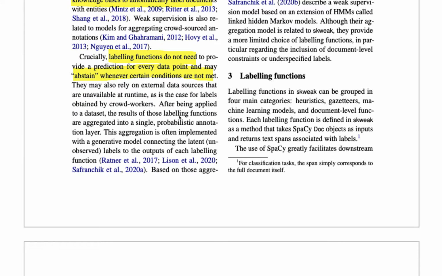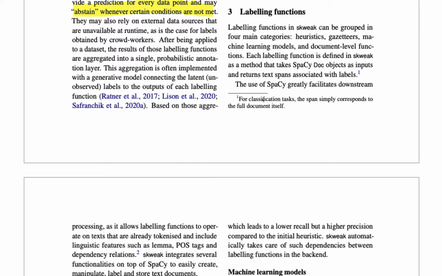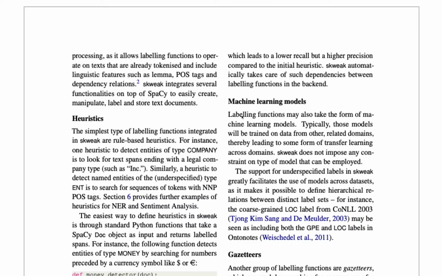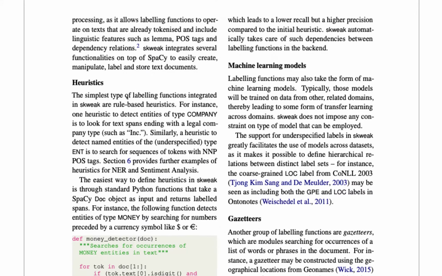So let's talk about what labeling functions they have been using. Here they are talking about various labeling functions, things from heuristics, gazetteers, machine learning models, and document label functions. For their overall pipeline, they have used spaCy based models, which they said are able to incorporate all these additional labeling functions much more easily. And particularly, they have been talking about the problem of POS tagging and classification.